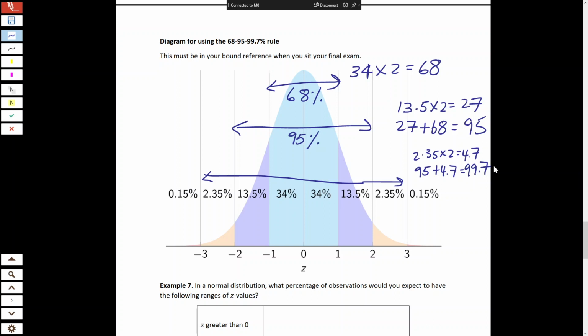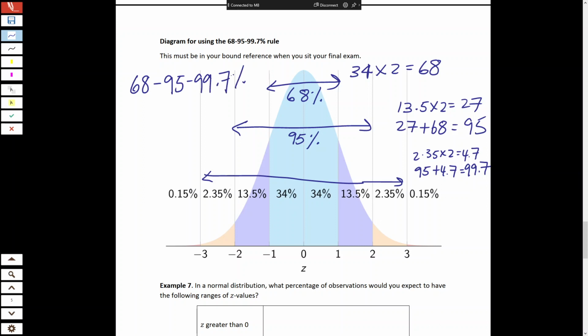Okay, so this diagram looks a bit different because I made this one myself. It's basically the same. You don't need to understand where it comes from, but you know the 68, 95, 99.7% rule.